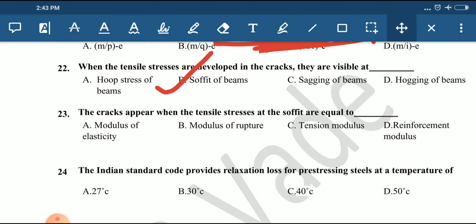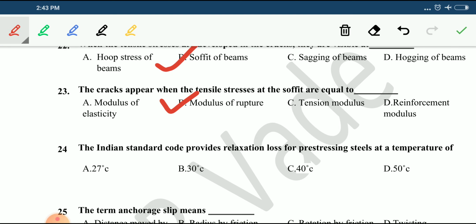The cracks appear when the tensile stresses at the soffit are equal to the modulus of rupture. The options were modulus of elasticity, modulus of rupture, tensile modulus, or reinforcement modulus. The answer for this one is the modulus of rupture. Next, the Indian Standard Code provides the relaxation of loss of pre-stressing steel at what temperature? It will be at a temperature of 20 degrees centigrade.